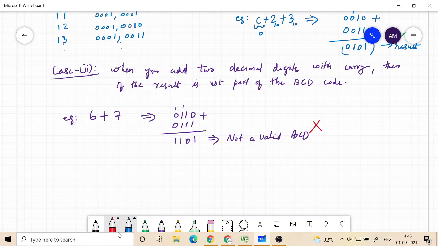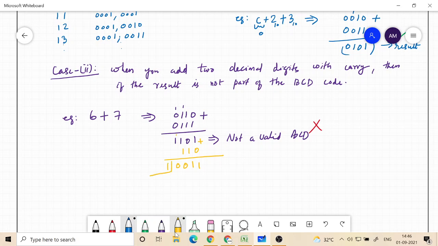So we need to do some corrective measure. And what is the corrective measure that we need to do? I will just tell you what we need to do. You need to fix this result by adding 0110 to it. If you add 0110 to it, what is going to happen? You will have 1 and then 0 plus 1, 1 plus 1 is 0, carry goes, and then 1 plus 1, 0, carry goes.